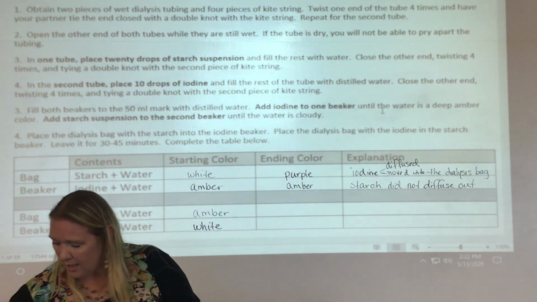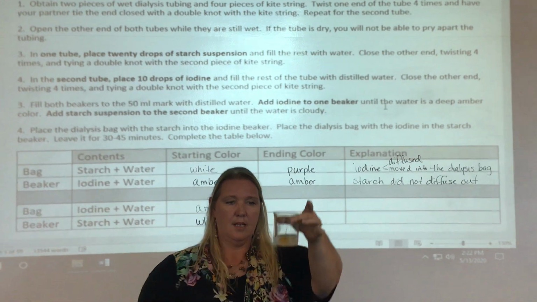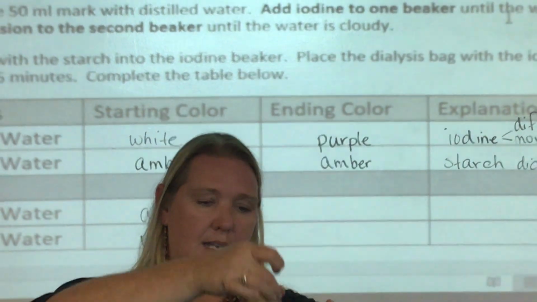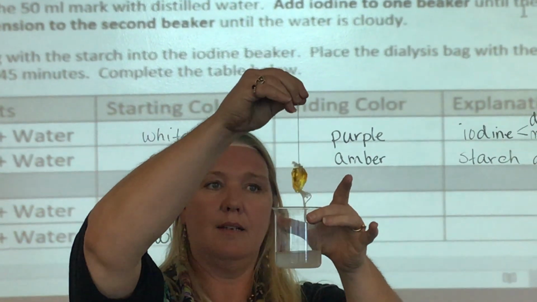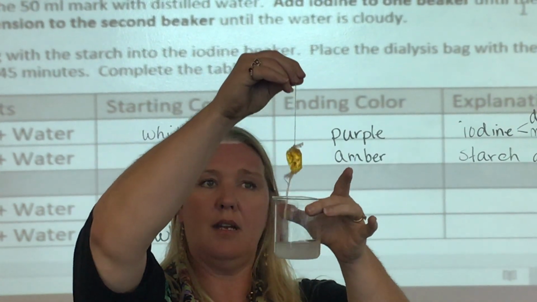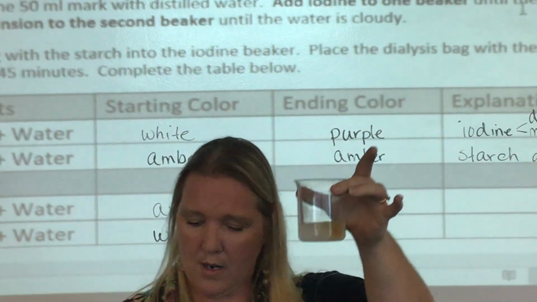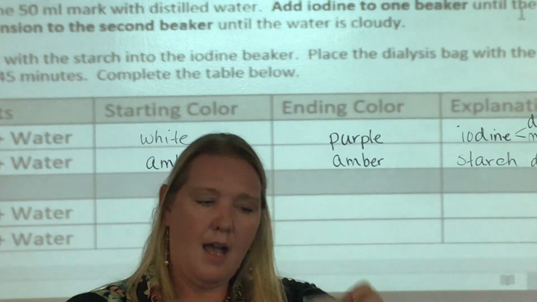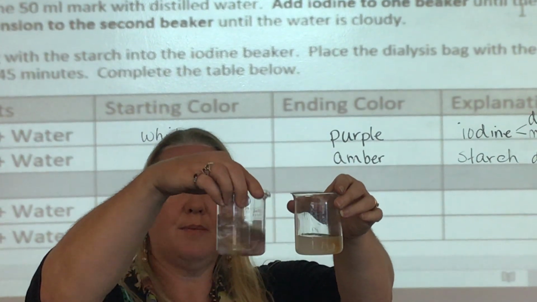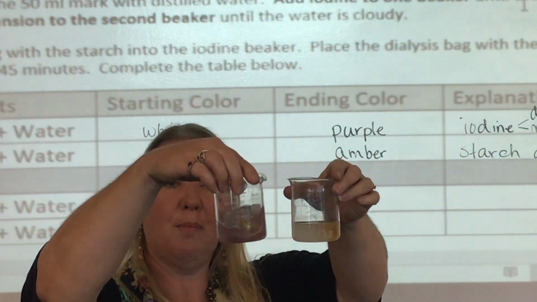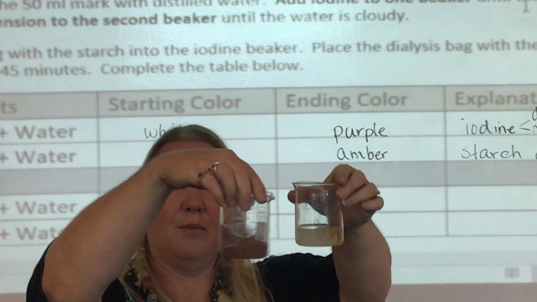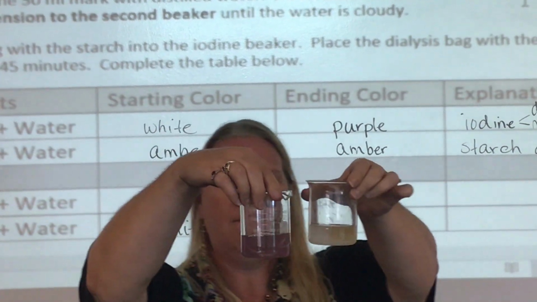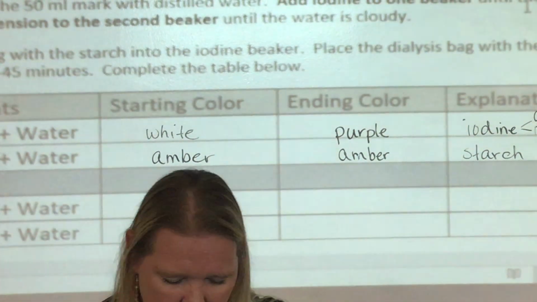So now we have our before. This is our before: starch on the outside and iodine on the inside. Starch in the beaker and iodine in the bag. And then after 30 to 45 minutes, let me turn it around, now we have this kind of pastel-y purple, and if I spin it, some of it has settled to the bottom. We'll see that it will get a little bit darker. So we can see a lot of color difference there.